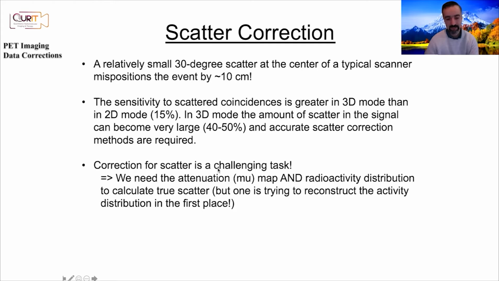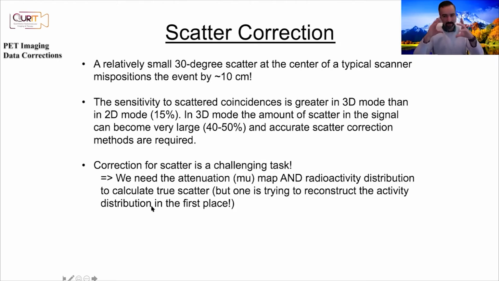But the difficulty is that to technically estimate how much scattering you have, you need both the attenuation map, which is easy. You can get that, let's say, from the CT image. But you actually need to know the radioactivity distribution to calculate true scatter. But the whole problem is you're trying to reconstruct the activity distribution in the first place. So how are you going to estimate scatter? You need to know the true activity and the true attenuation map to calculate the amount of scattering. But the whole point of reconstruction is to actually estimate that.